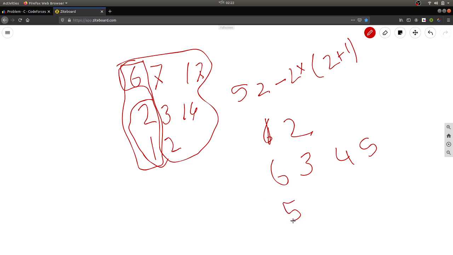Now what can we do? Okay, now think about it. I can take these 3 and just continuously try to replace them with this element.